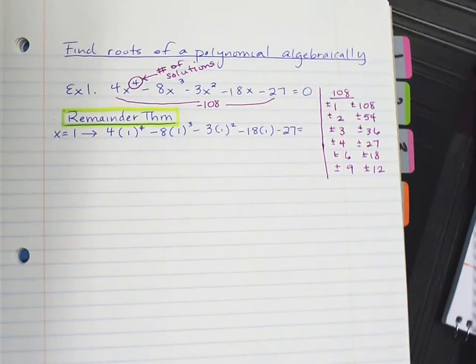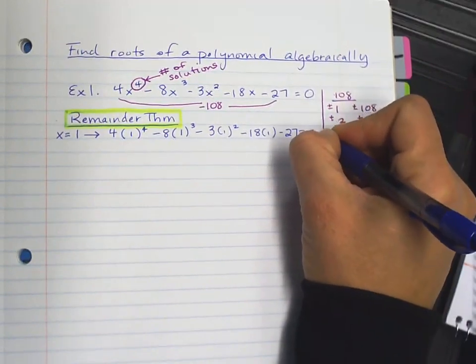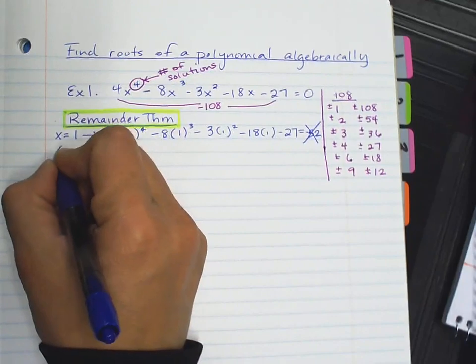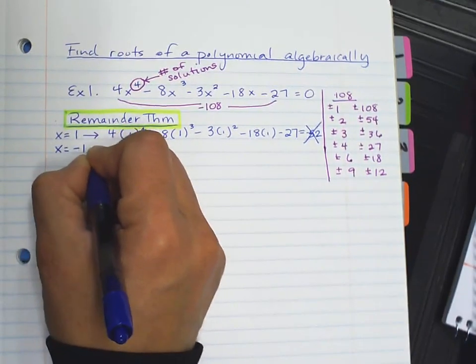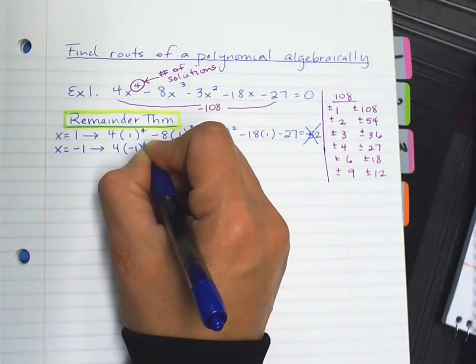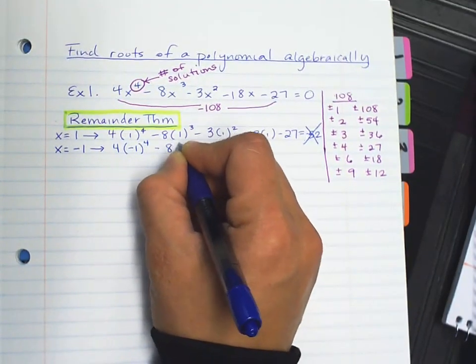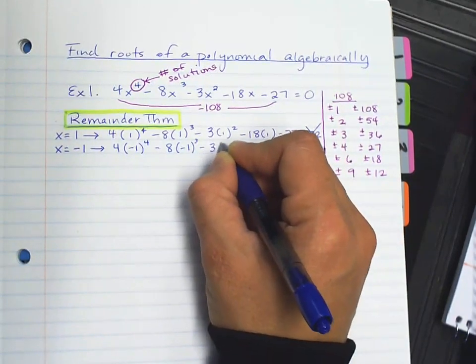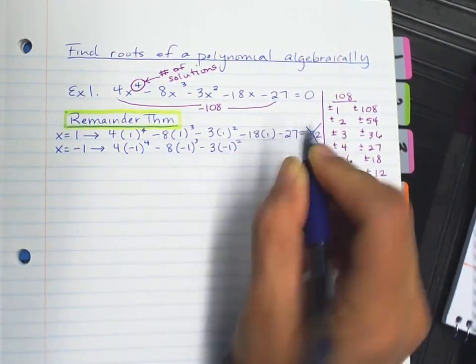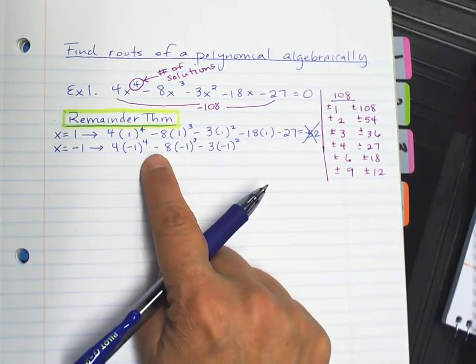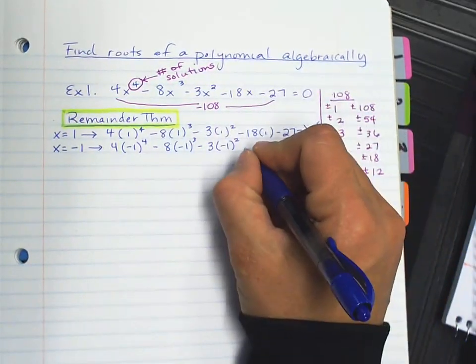Okay, so what do we get for our solution? Okay, negative 52. That means this is not one of my answers. So let's try x equals negative 1. Now, inside the parentheses, that is a negative. But in between, these are minus signs.